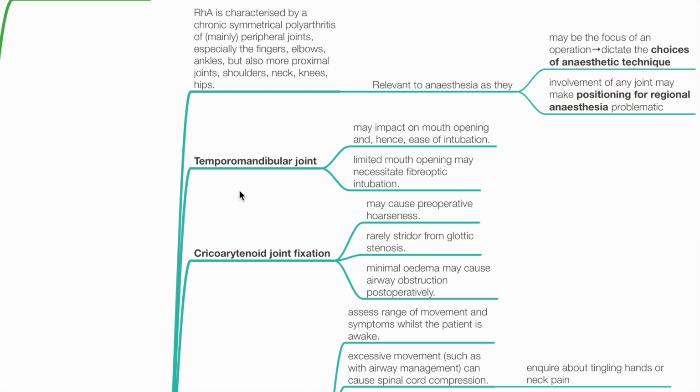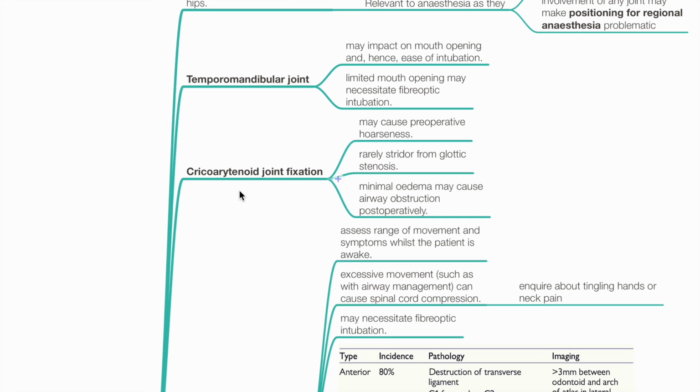Temporomandibular joint. Arthritis of this joint may impact on mouth opening and hence ease of intubation. Limited mouth opening may necessitate fiber optic intubation. Cricoarytenoid joint fixation may cause preoperative hoarseness and rarely stridor from glottic stenosis. Minimal edema may cause airway obstruction post-op.